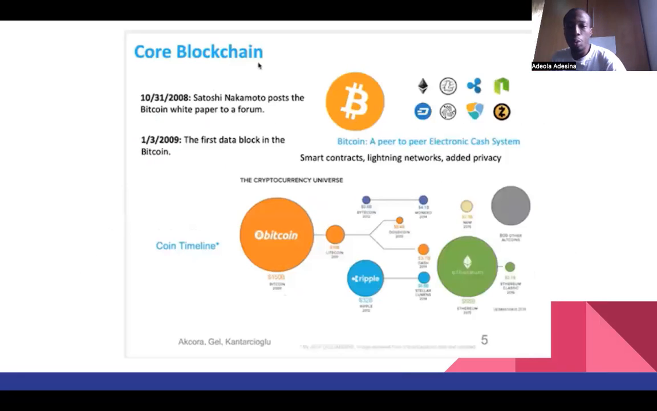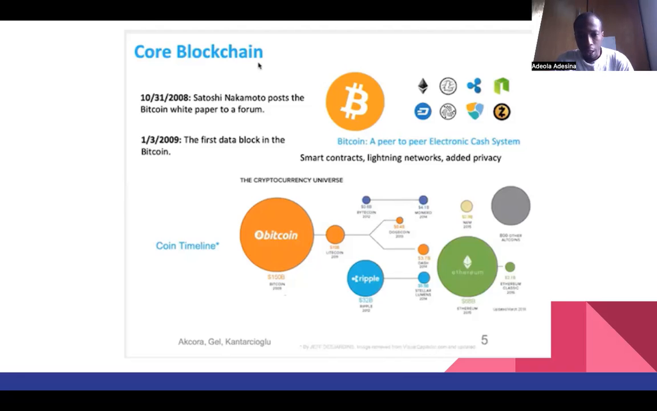Right, so let's go into some date-time analysis. Sometime in 2008, Satoshi Nakamoto posted the Bitcoin white paper to the forum. Much later, as we move on in this community, we'll be analyzing the Satoshi Nakamoto Bitcoin white paper. That's the father of all white papers. Bitcoin is the father of all cryptocurrencies. And in 2009, the first data block was generated in Bitcoin.